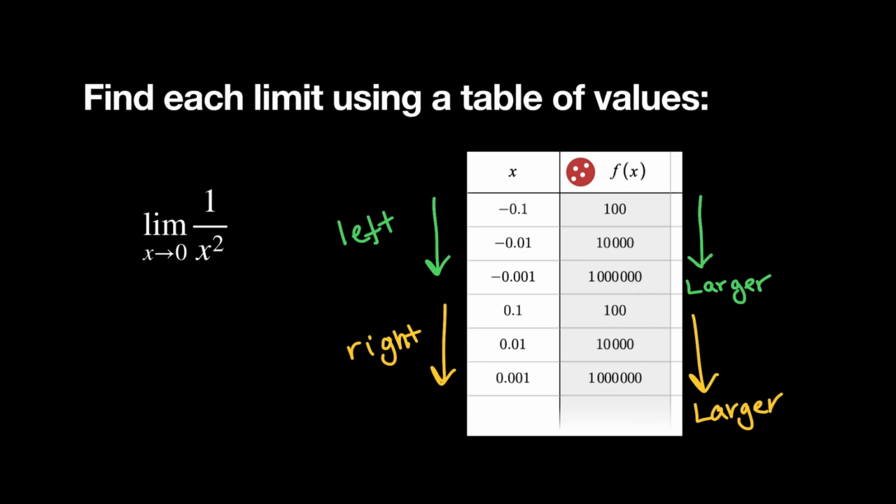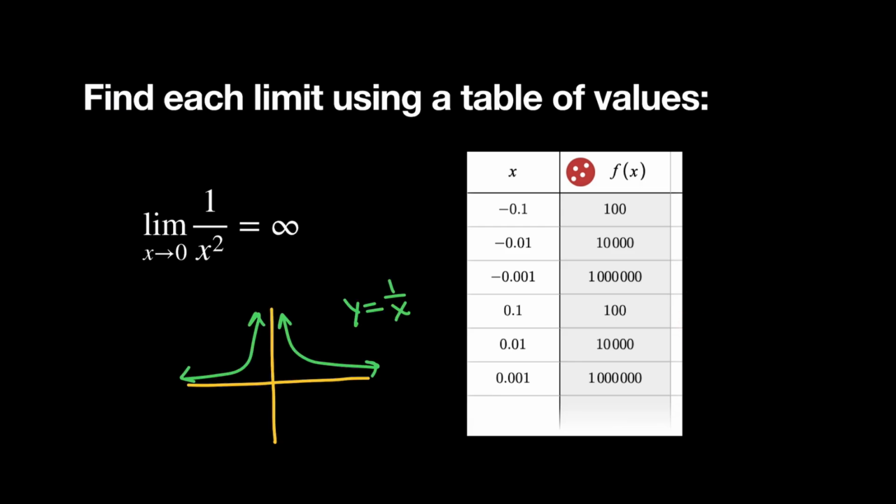In this table, I can see that on the left side, my y values are getting larger and larger, and they appear to just be growing without bound. And the exact same thing is happening on the right side: 100, 10,000, 1,000,000, the y values are just getting bigger and bigger. When this happens, this actually means we have a vertical asymptote.